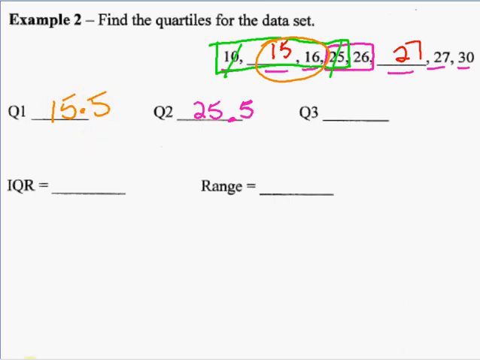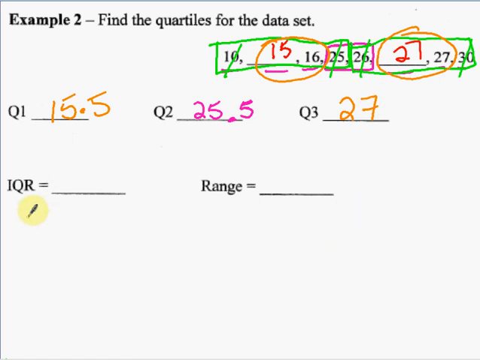And then when I find Q3, I'm going to include this 26. So I'm going to cross off 26 and 30. I'm left with 2 27s in the middle for Q3. And if I add them and divide by 2, I'm going to get 27. So we'll leave it at that.